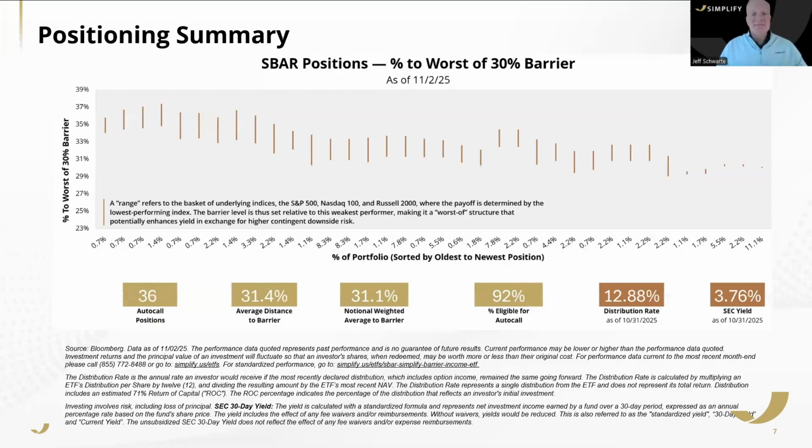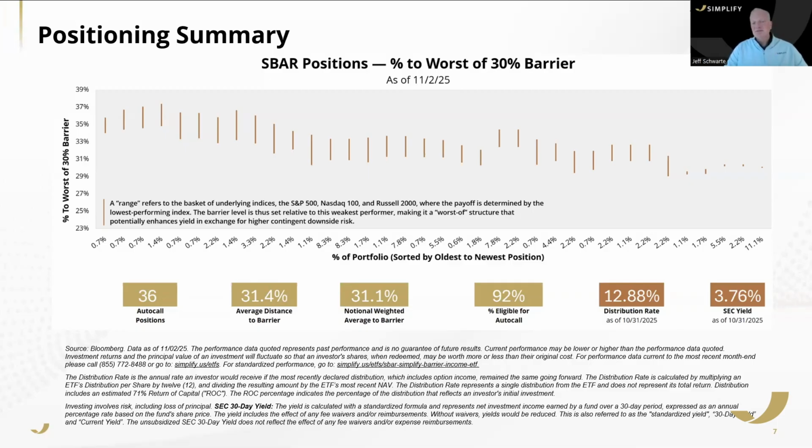This is a position report that we publish weekly on our website. Let me go through the bottom statistics and I'll talk about the chart above. We currently have 36 auto call positions in the portfolio. We're diversifying that over a 1-year expiration, typically a Friday is what we try to strive for. The distance to the barrier using the data as of the end of October, 31.4 or 30.1, depending on if you're looking at notional weighted or average.